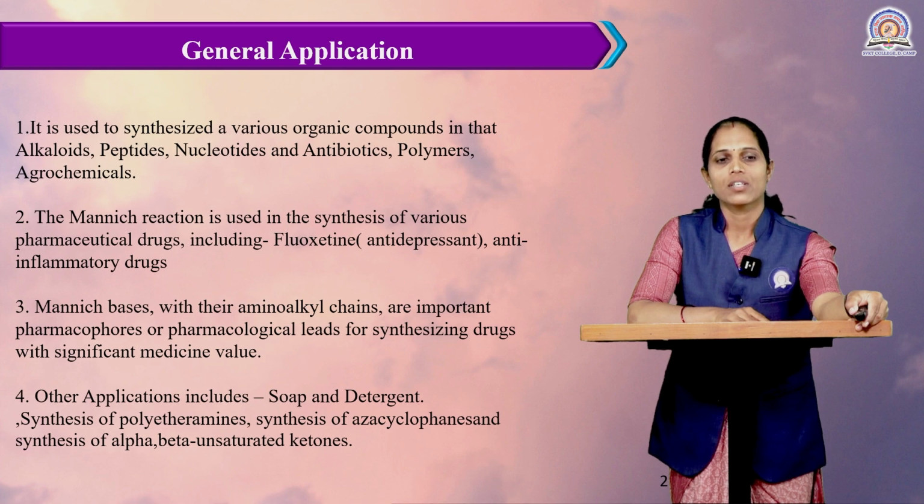The third application is that Mannich bases with their amino alkyl chains are important pharmacophores or pharmacological leads for synthesizing drugs with significant medicinal value. The fourth application includes soap and detergent, synthesis of polyetheramines, synthesis of azacyclophanes and synthesis of alpha beta unsaturated ketones.